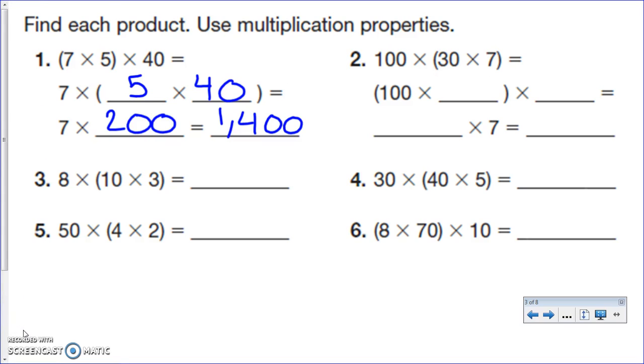For 2, we've moved the parentheses again, so we've changed the association using our associative property to around the 100 times 30. So we're going to fill in the 30 and the 7 in their new locations. Then we do 30 times 100, which gets us 3,000. And then 3,000 times 7 is 21,000.